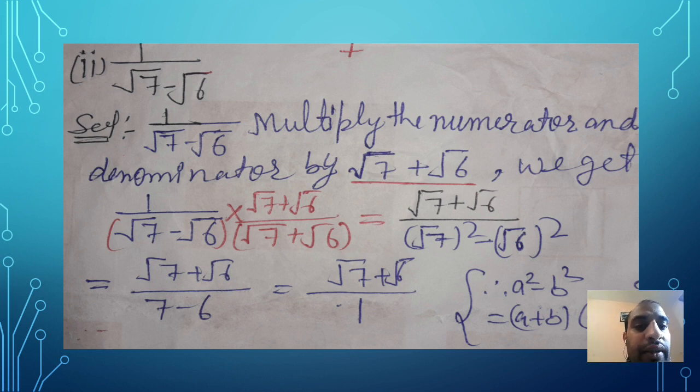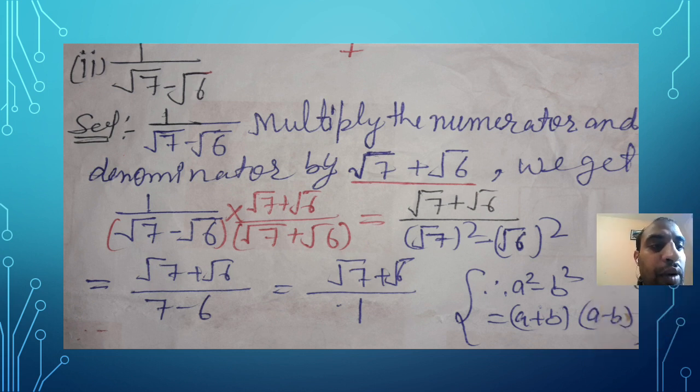So now see how to multiply. 1 upon √7 − √6, we need to multiply by √7 + √6 upon √7 + √6. Now in both denominators you can see it is in the form of a plus b and a minus b. How? You can see here 1 time it is √7 − √6 and 1 time it is √7 + √6. So it is (a + b)(a − b).